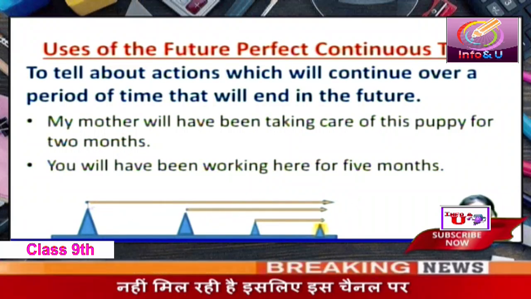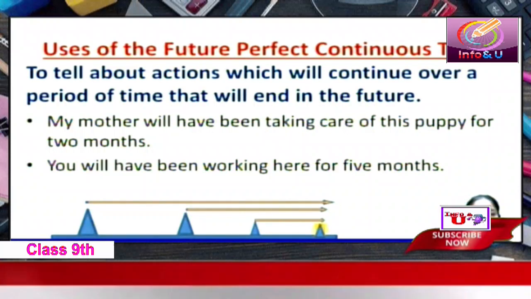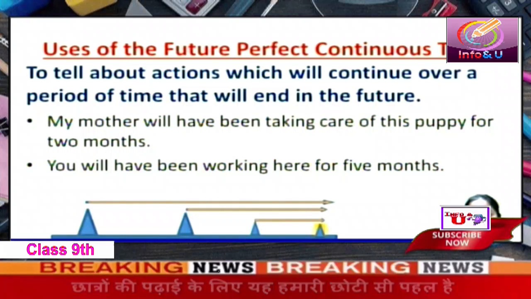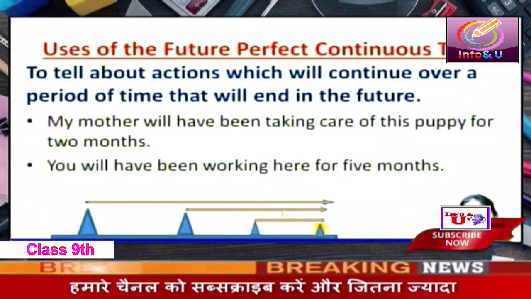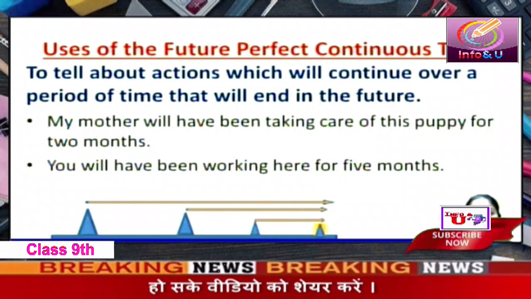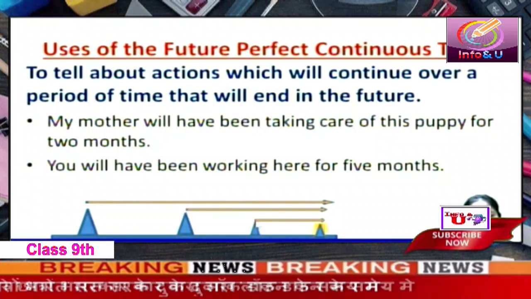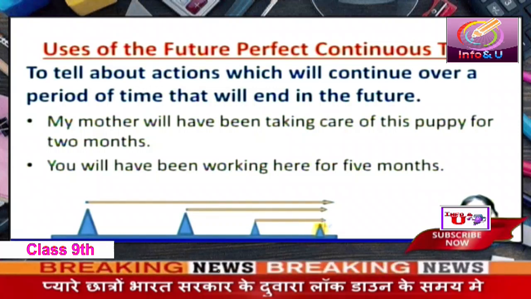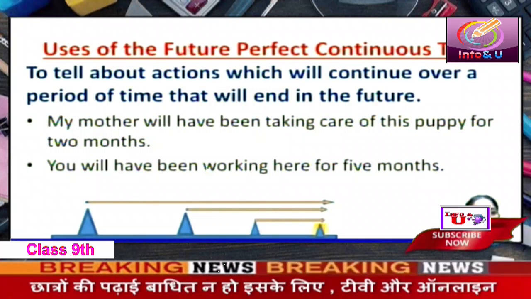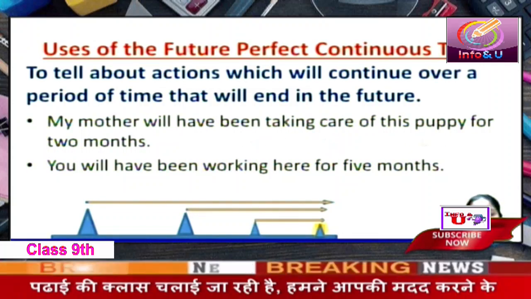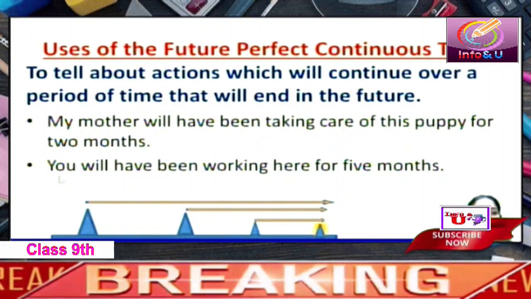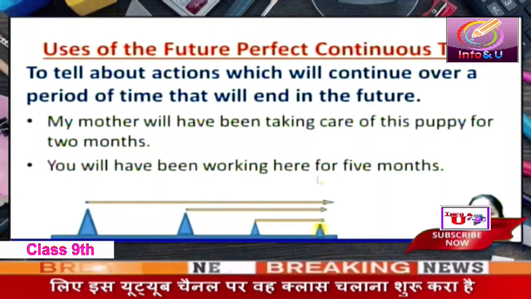And the action continues over a period till the point of reference in the future. Here also, the action begins in the present and continues till that point in the future. And the action begins at some point in the future and continues till that point in the future. Examples are, my mother will have been taking care of this puppy for 2 months. You will have been working here for 5 months.